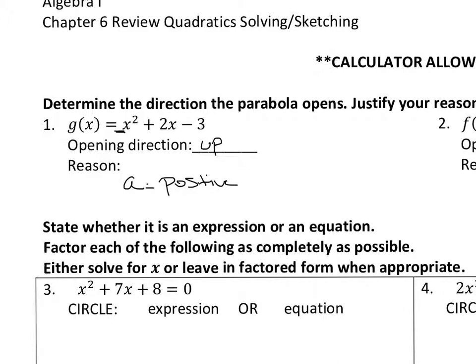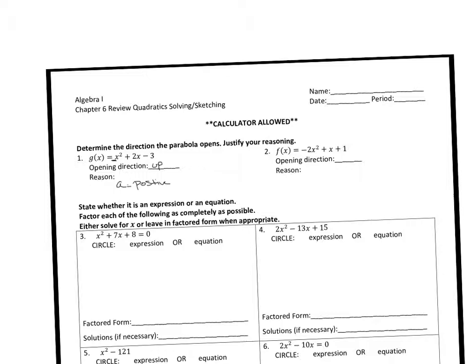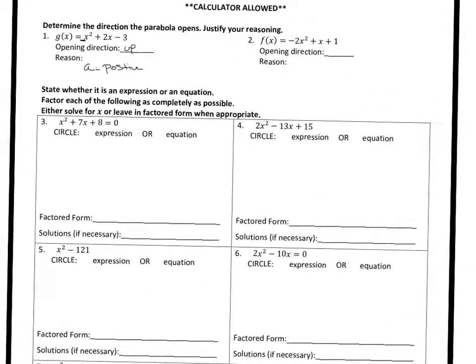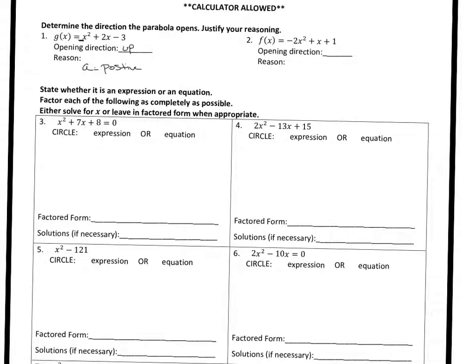Okay, questions 3 through 8 are all based off factoring. The first thing you have to do is tell me if it's an expression or an equation. If there is an equal sign, so if it's equal to something, then we know it's an equation, and if it doesn't, then it has to be an expression. So you can actually quickly go through. The first one's got to be an equation because there's an equal sign. The second one's got to be an expression because there's no equal sign.